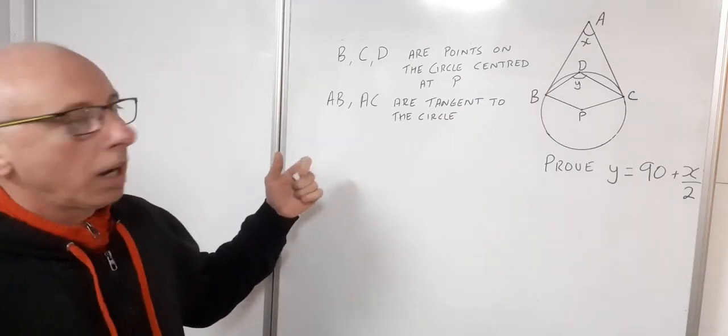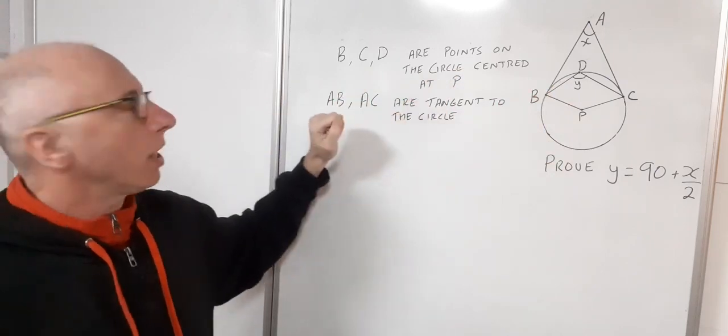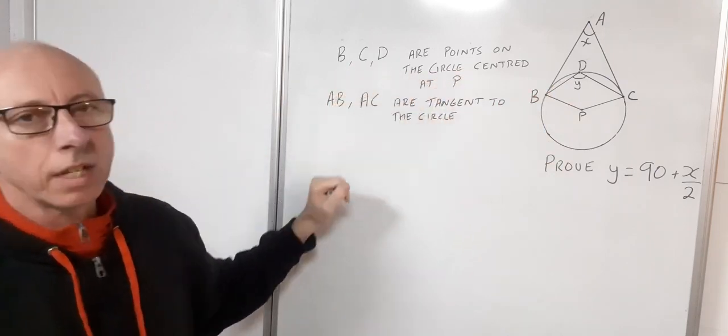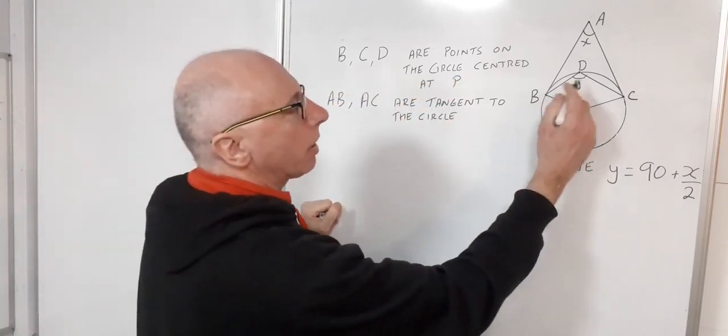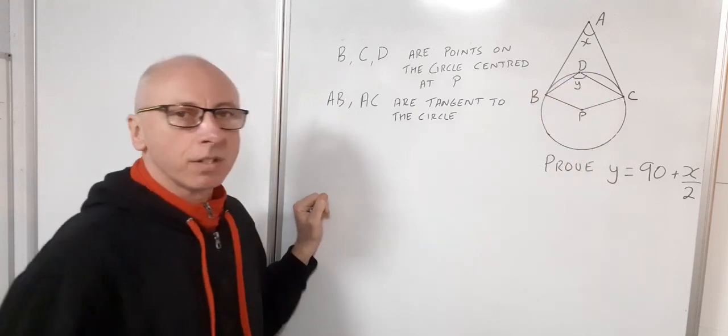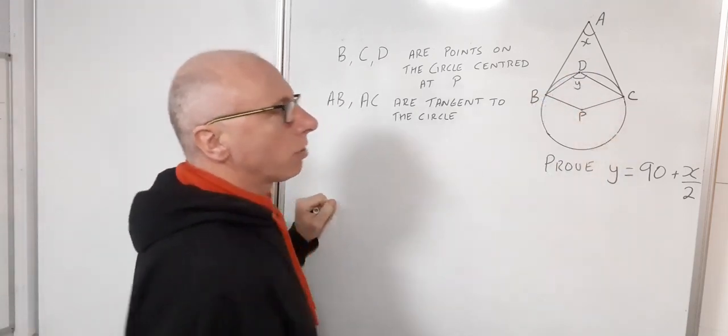So in this question, I'm given this diagram and these bits of information here. I've got B, C and D are points on a circle centred at P. So B, C and D, they're on my circumference. The centre of that circle there is P. So I've got some form of quadrilateral here.